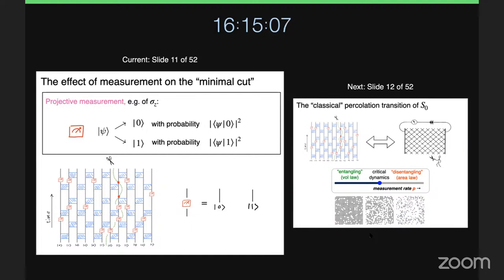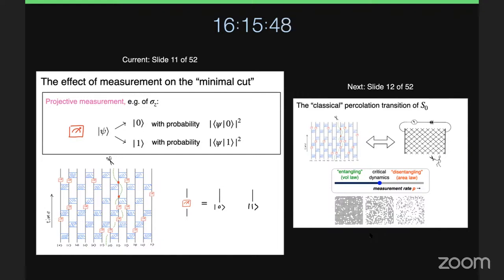Then you can ask, what does it imply for this minimal cut picture? Remember that the minimum cut is an upper bound on the entanglement. So if the minimum cut goes to 0, the entanglement is definitely going to 0. It turns out that these measurements, because they reinitiate the spin in a product state, are basically like decimating a bond in this circuit. What it means is that this minimal cut is going to try and go through as many measured bonds as it can to minimize the cost for the free energy of this domain bond.